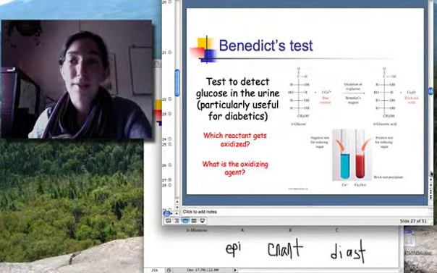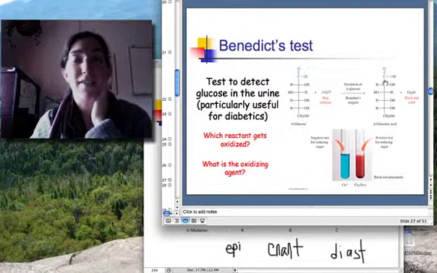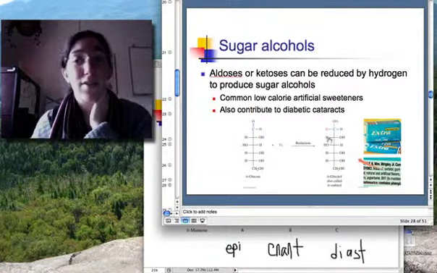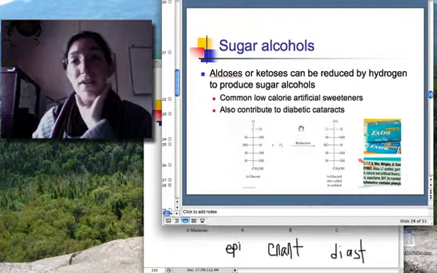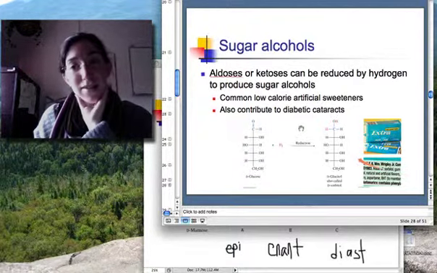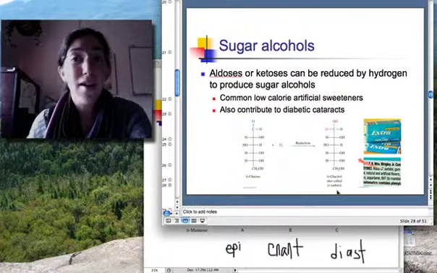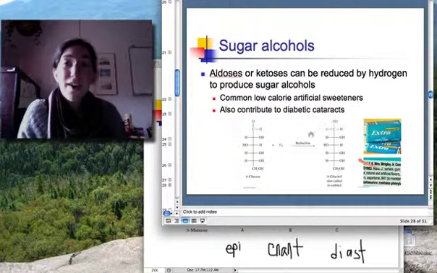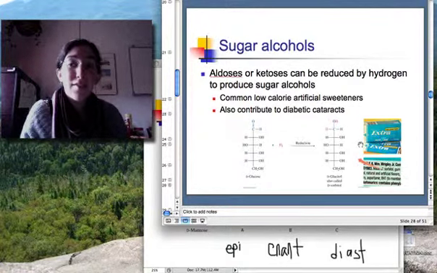So that is showing how sugars get oxidized. You can use the ability of sugars to get oxidized to design these laboratory tests to test for sugars. Also, you can do reduction of sugars to form sugar alcohols, and these sugar alcohols are not metabolized as well by the body, and so they actually provide fewer calories. And also, they're not metabolized very well at all by bacteria in the mouth that can cause cavities. So sugar alcohols are excellent sugar substitutes in foods. They're very common low-calorie sweeteners.